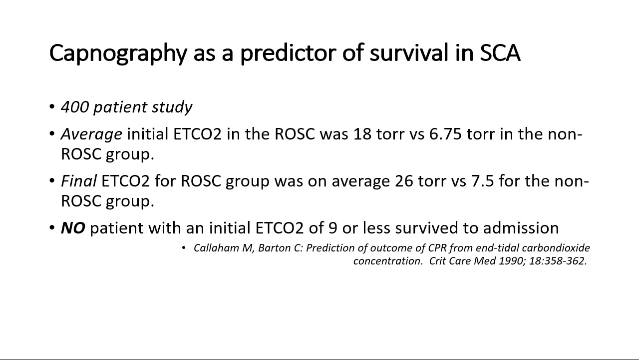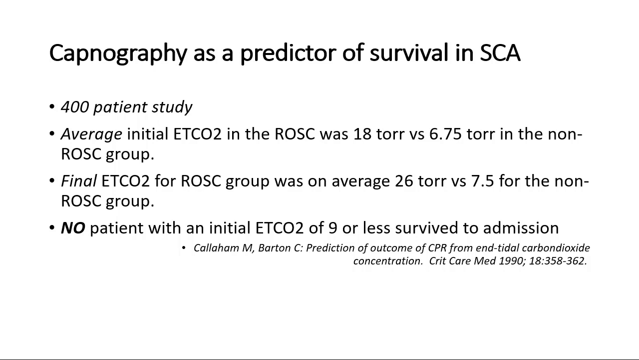The average initial end-tidal CO2 in the group that got ROSC was 18 torr, which is very similar, 18 millimeters of mercury, compared to 6.7 in the non-ROSC group. So this is really informative. The final end-tidal CO2 in the ROSC group averaged 26 versus 7.5. So basically, when they did all the statistical assessment, no patient with an initial end-tidal CO2 of less than 9 survived to admission.